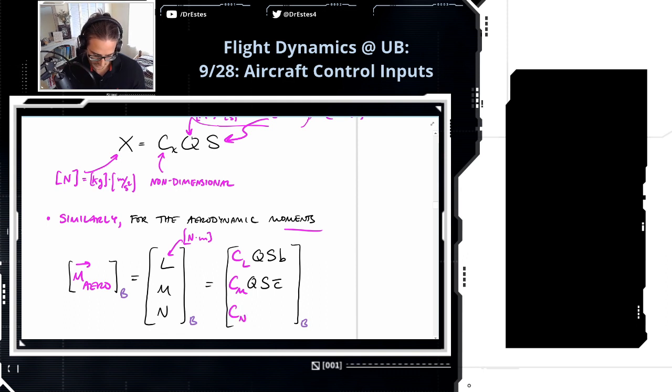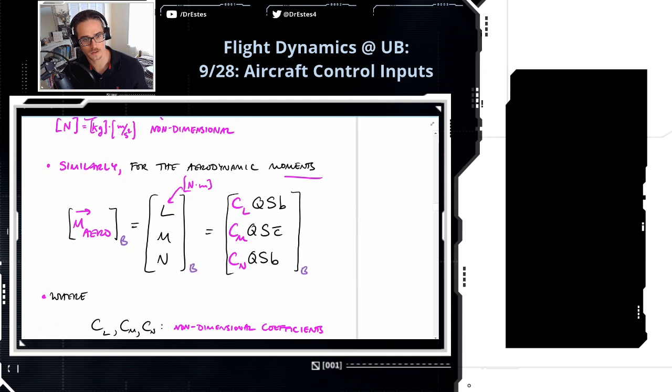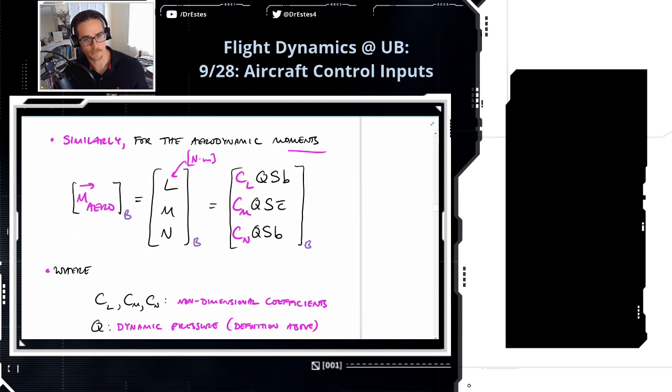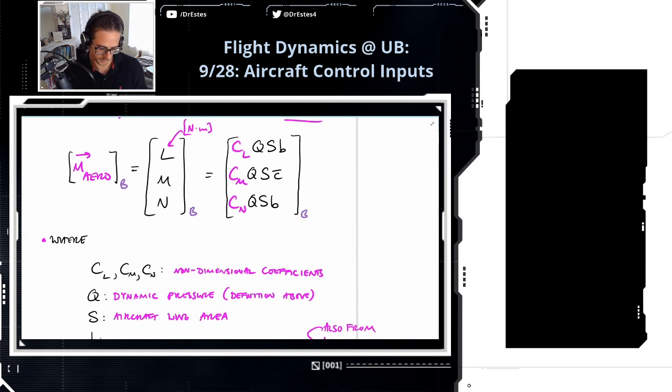And then we have C, N, Q, S, and this one's back to B. So we have these aerodynamic moments. Okay, so CL, CM, CN, these are non-dimensional coefficients. Let's be specific, for the aerodynamic moments.